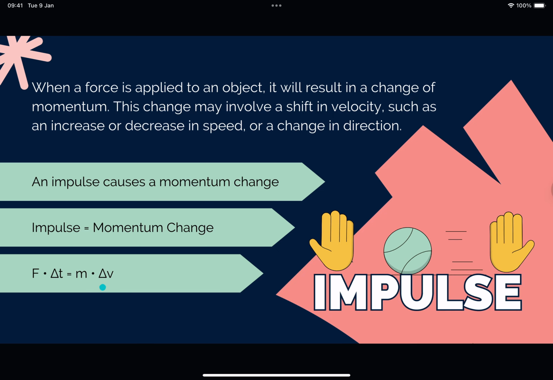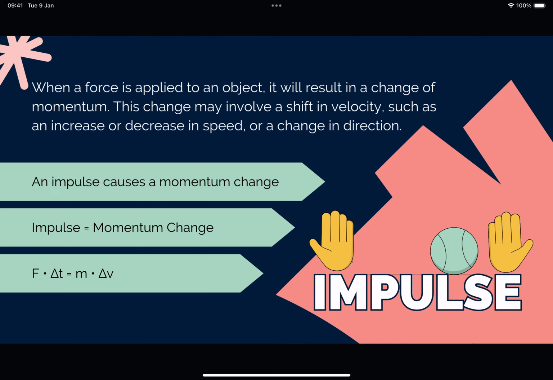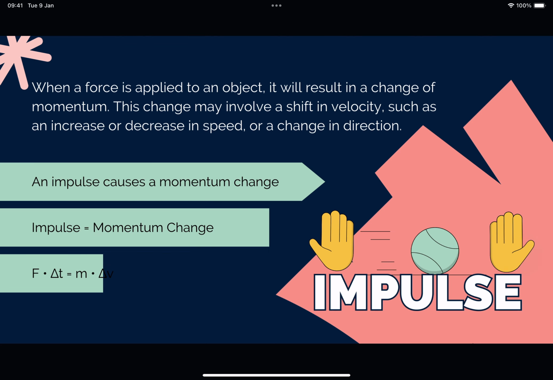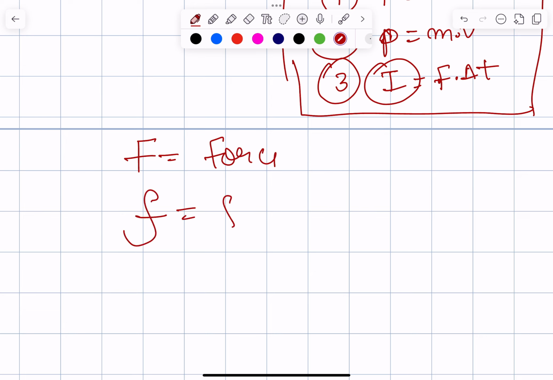Momentum of change. Okay. Is it capital F? Yeah, F is capital, because small f we use for friction. I will be telling you now, so we don't get confused between a capital F and small f. Capital F is used for force and small f is used for friction.